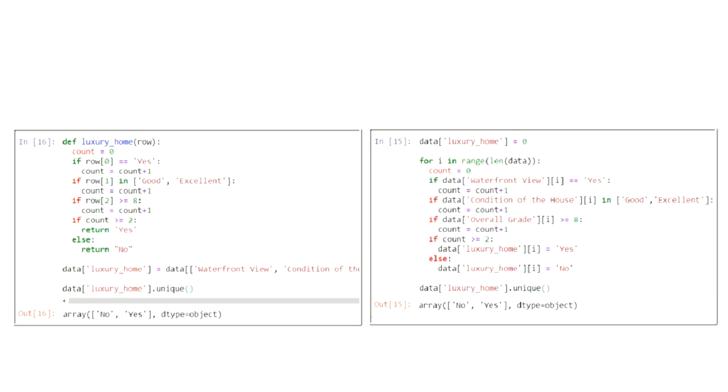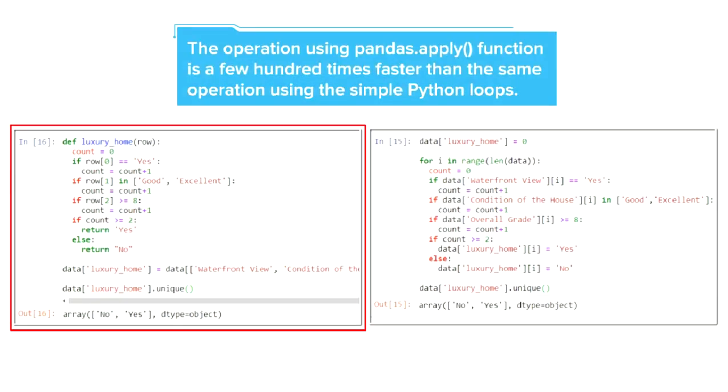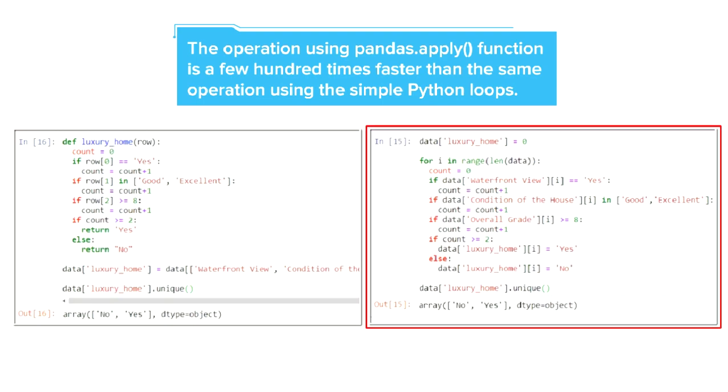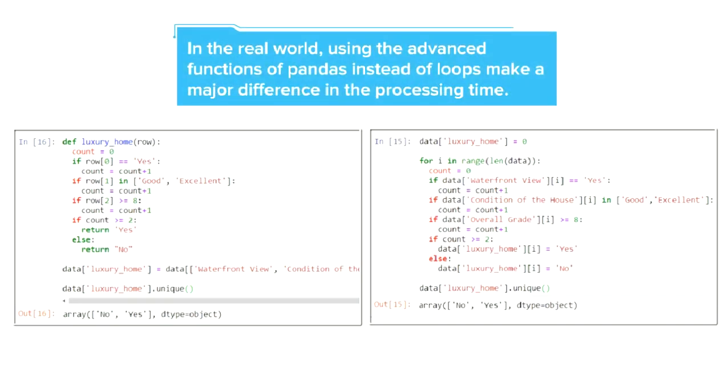So we can easily conclude that an operation using pandas.apply function is a few hundred times faster than the same operation using the simple Python loop. Now, this might seem like an advantage of only 7 or 8 minutes. But in the real world, datasets often contain over 100,000 observations which can take hours to manipulate. In that scenario, using the advanced functions of pandas instead of loops makes a major difference in the processing time.